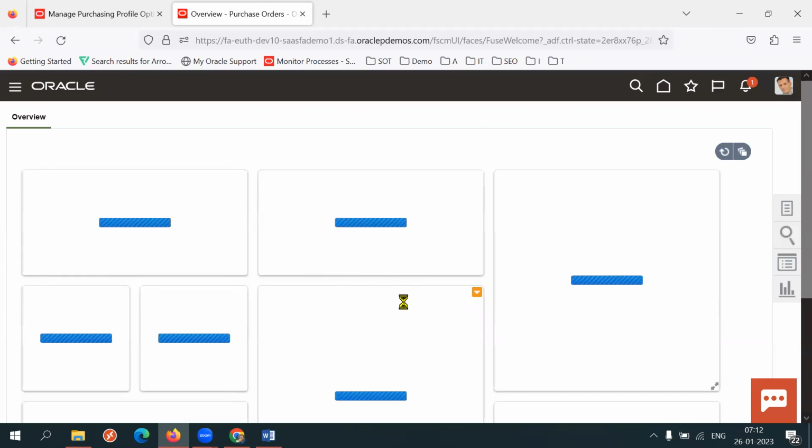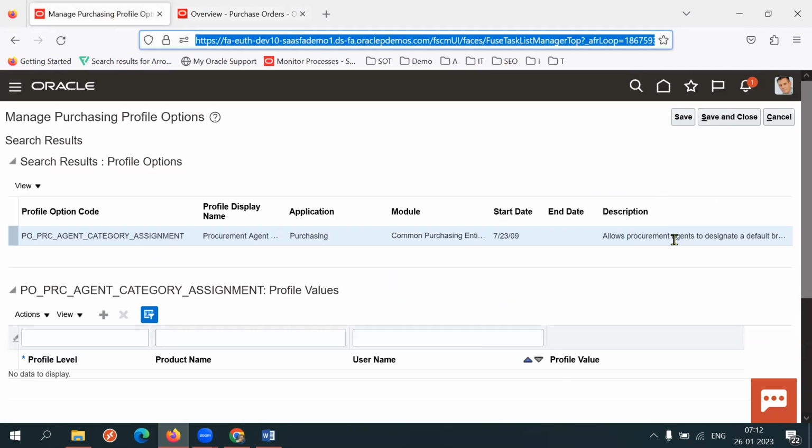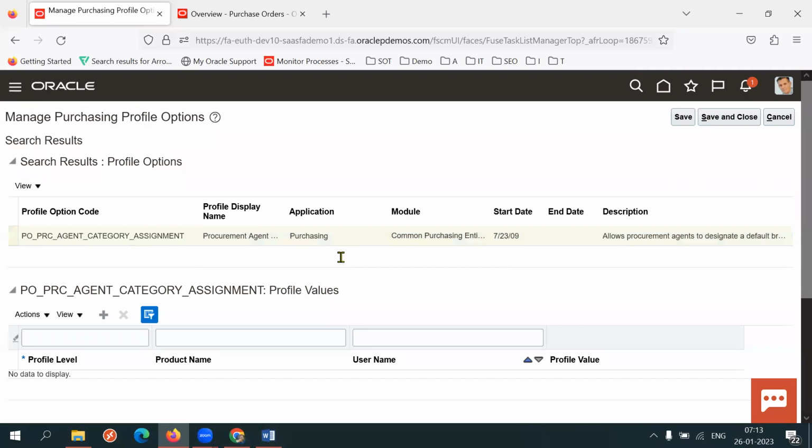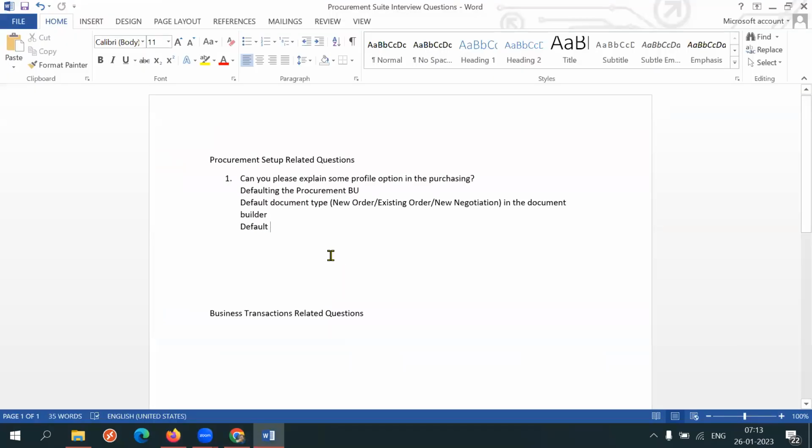Whatever data is loading is related to the fellow procurement agent designating a default browsing or item category, used to filter the data when they access the procurement dashboard. Why I don't want to mention this particular profile option is, if you get a cross question on this, we are unable to answer. That's the reason I wanted to skip it.